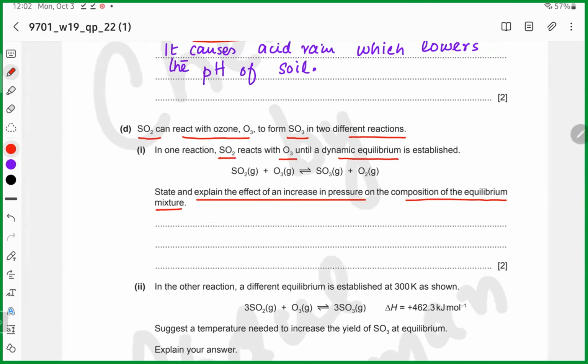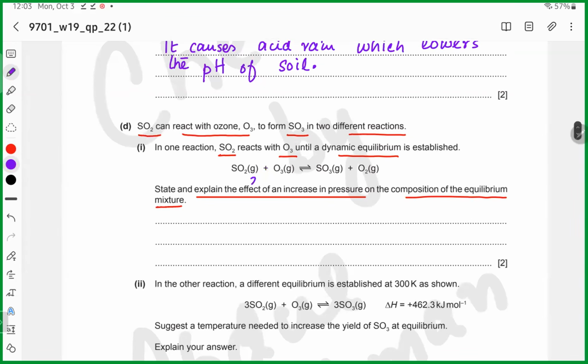So when we increase the pressure, in which direction does equilibrium shift? Where there are fewer moles of gases. Very good, where there are fewer moles of gases. But if you look over here, we have 2 moles of gases on the reactant side and 2 moles of gases on the product side, which means equilibrium does not shift in any direction, right?